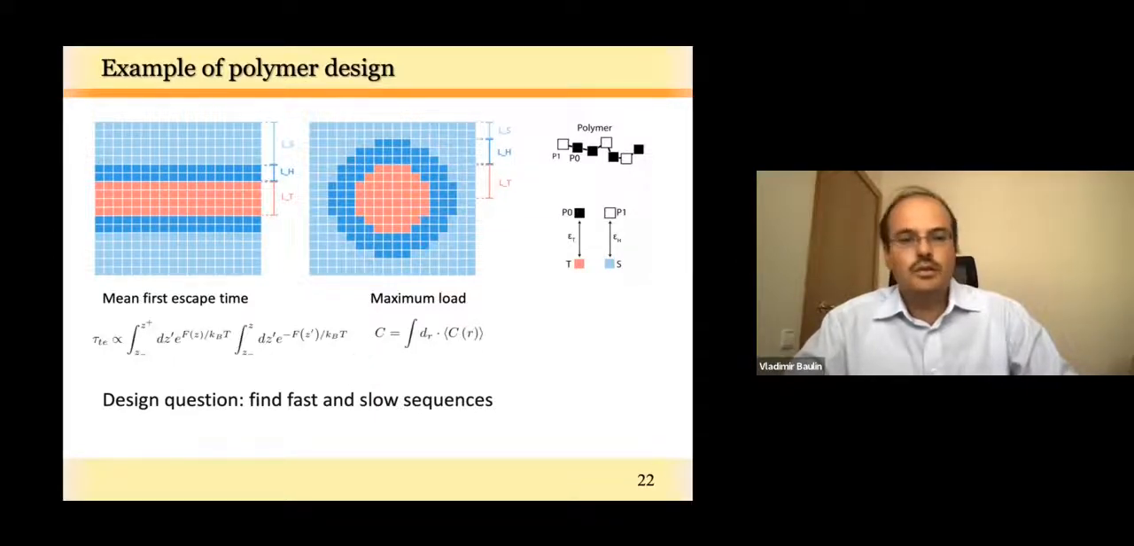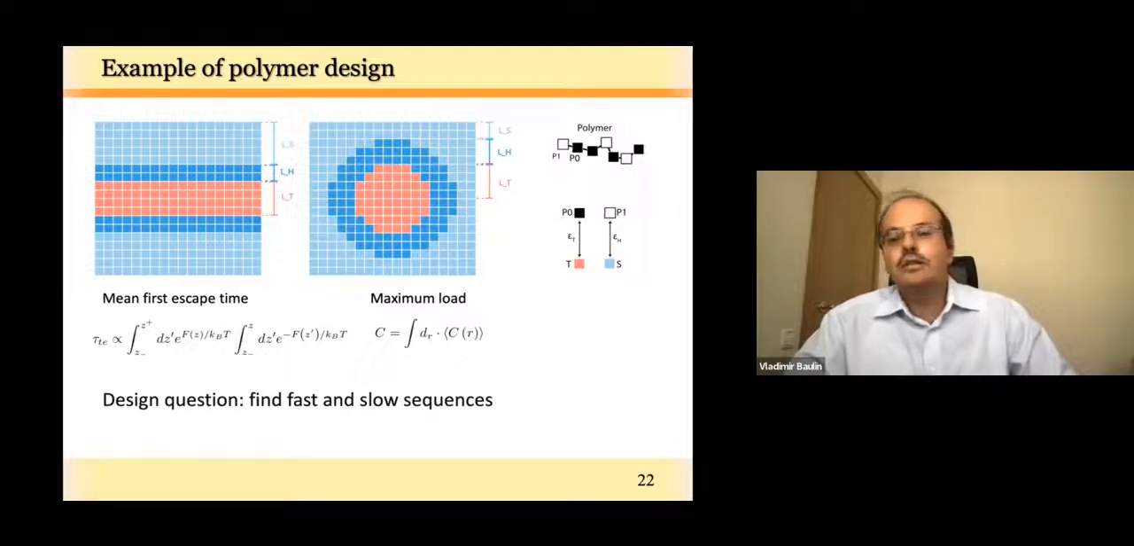What will be the sequence which will translocate fast or slow? The fitting function is the mean first escape time, which is basically the time to go through the membrane. Another problem that we will also address is the maximum load of the object, and I will address it a bit later.